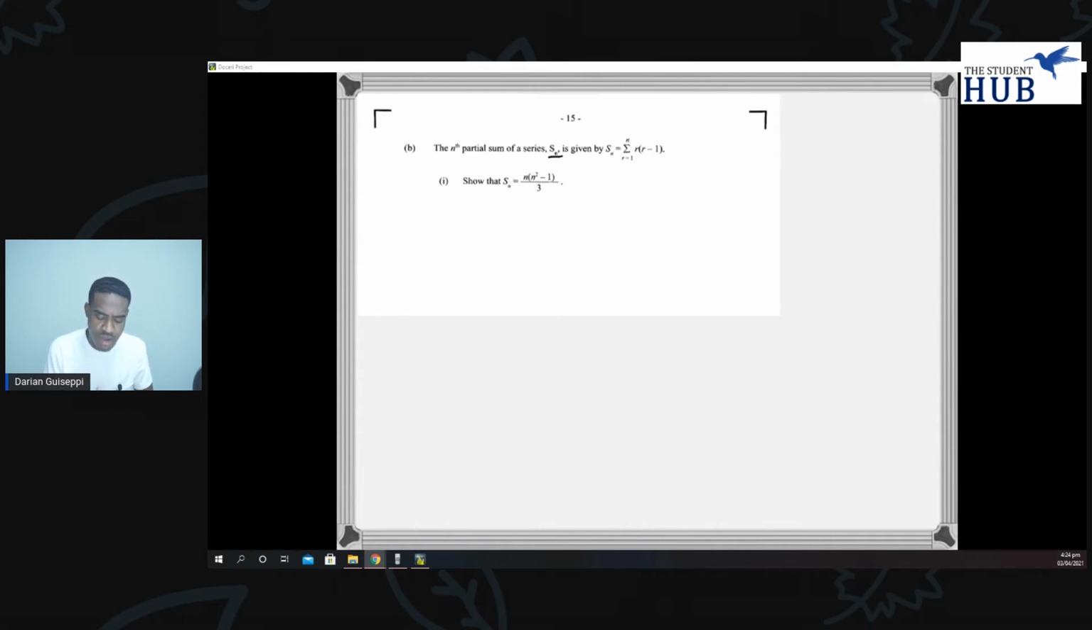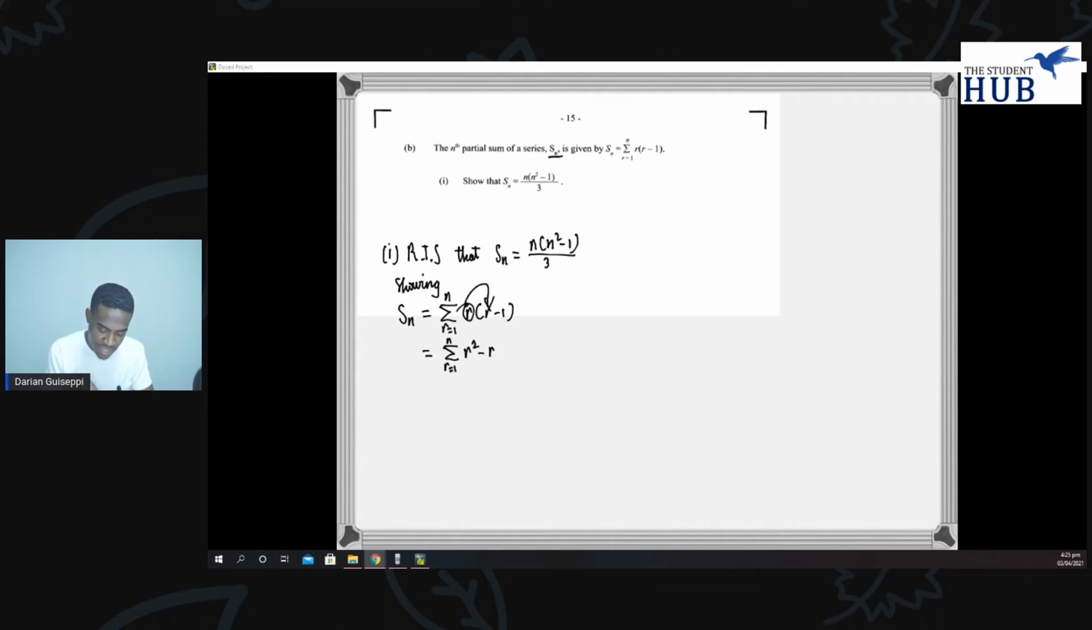So how we would approach it, we will need to use this here. Let's start off with putting down the formula. We require to prove this, or rather show that. So let's start showing it. We have S subscript n is equal to this here. When I look at that, the first thing I would do is multiply the r by this r and then the -1. And that will give me this here.